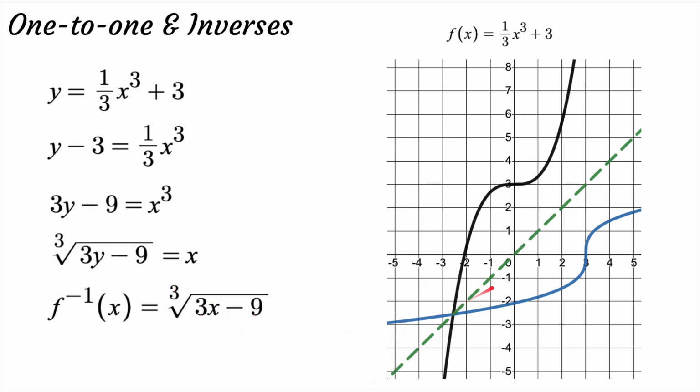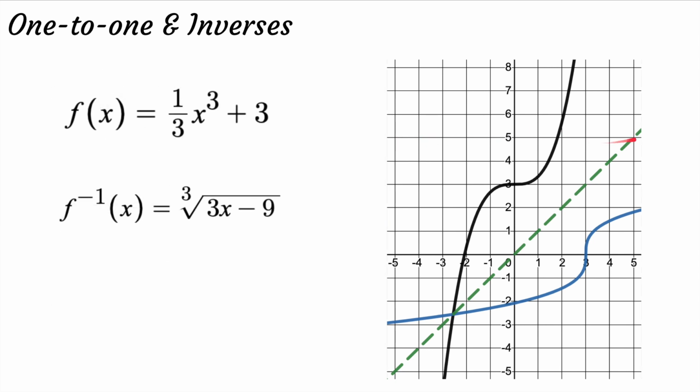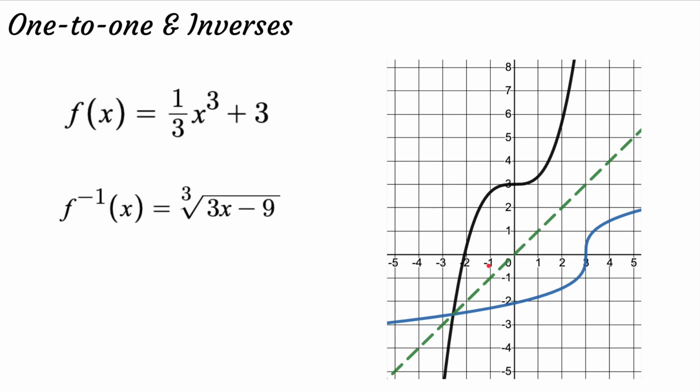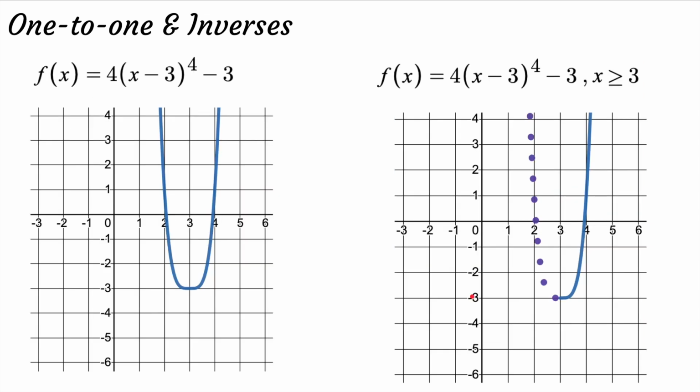Now, it is a one-to-one function because it passes the horizontal line test, where if you have a line that goes this way, there's only one point that touches it. And then, if you put in the y equals x line, you can see that it's a reflection over the y equals x line, which is the green dotted line.